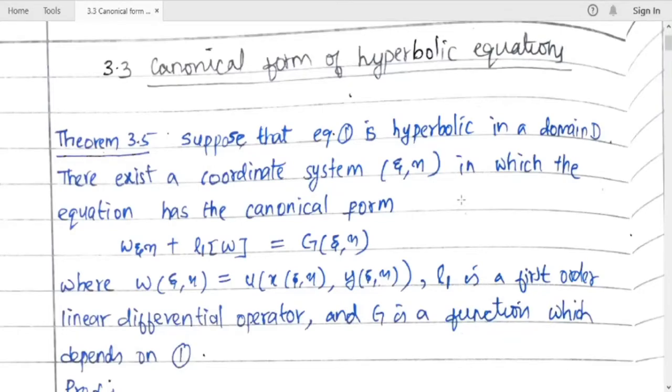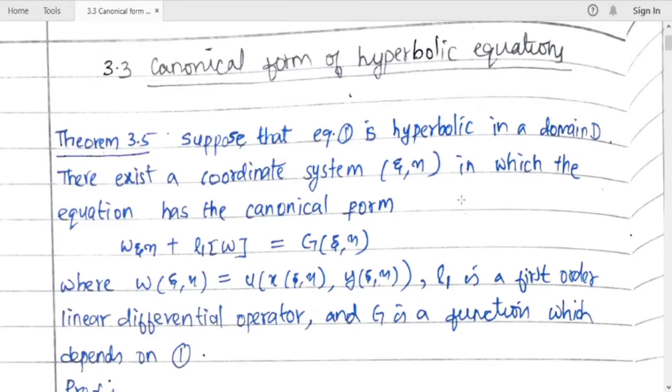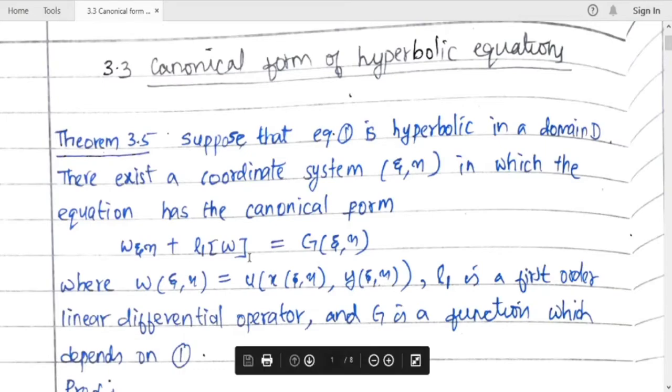Hello everyone. So today we will study section 3.3, that is canonical form of hyperbolic equations. Suppose that equation 1, that is the general form of a second order linear PDE, is hyperbolic in a domain D, then there exists a coordinate system theta eta in which the equation has the canonical form W theta eta plus L1 of W equal to G of theta eta.